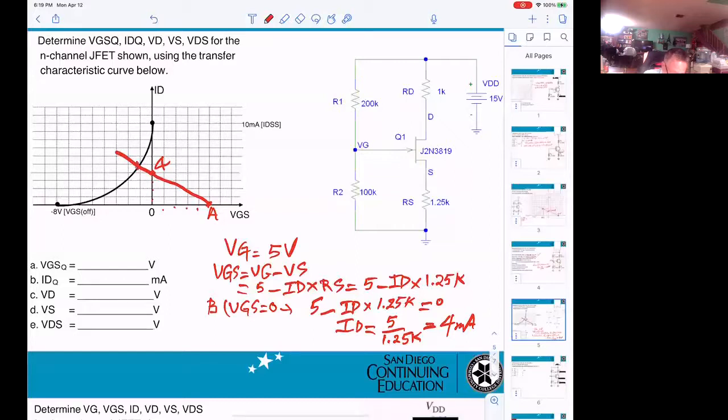This is a Q point right here. You go to the right, you get the current ID. You go down, you get VGS.